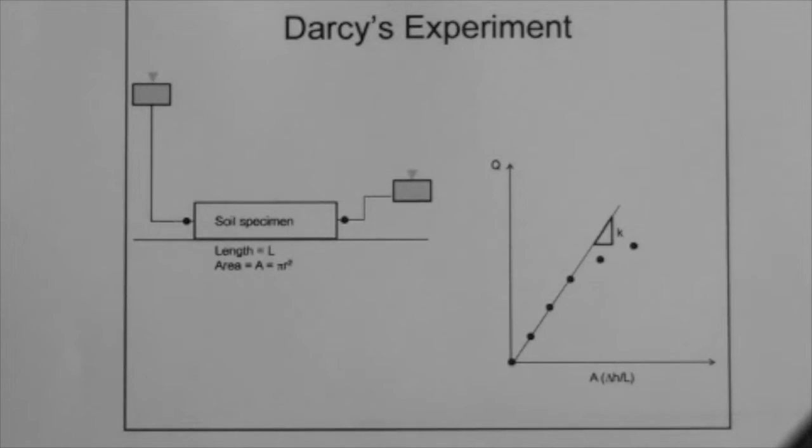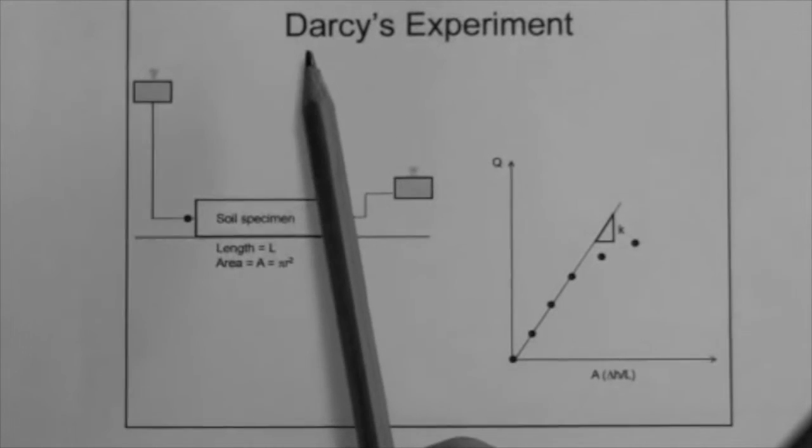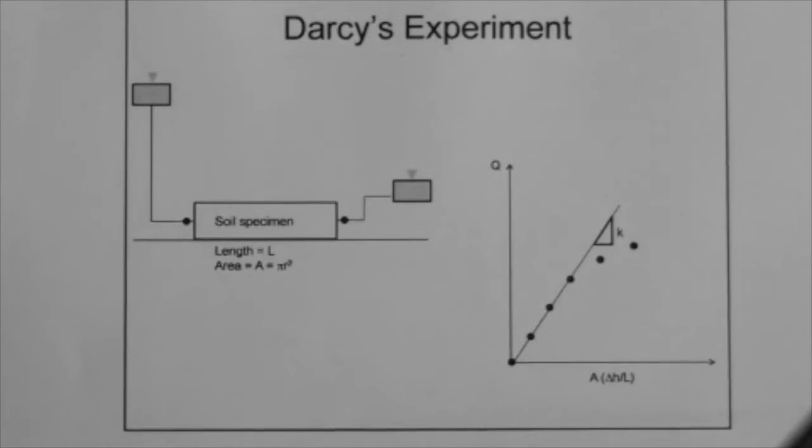So to quantify the ability of soil to conduct water, we need to essentially conduct lab tests. Sometimes we can do them in the field as well, but typically we do this in the lab. The person that first started this type of study was a guy by the name of Darcy. In the 1850s, he decided that there was a need to study the way in which water flowed through soil.